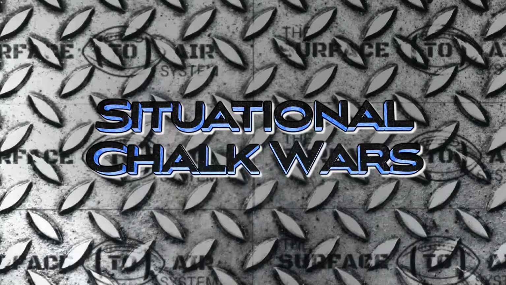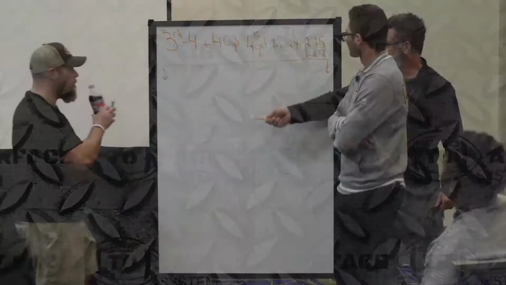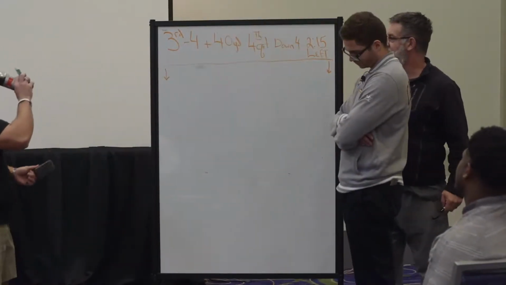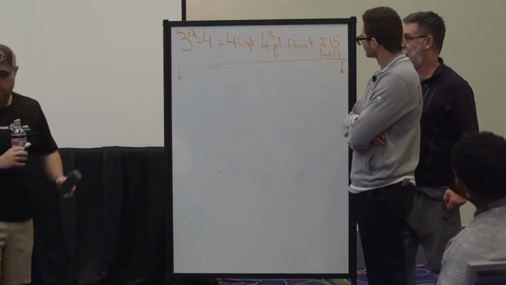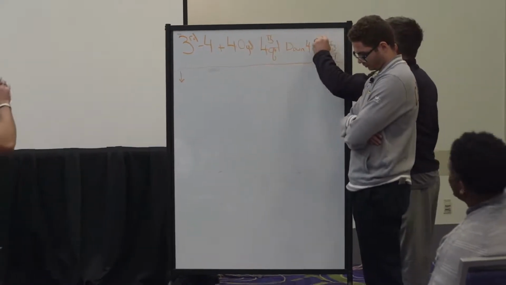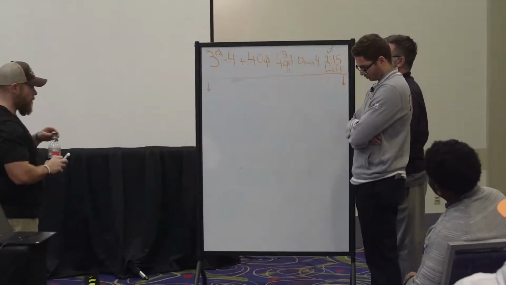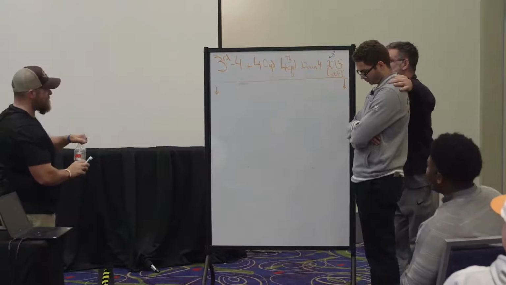We can continue this, but it looks like we have to wrap it up. The situation: it's 3rd and 4 at the positive 40. So we're on Dante's side of the 50. It's the 4th quarter. You're down by 4. You got 2 minutes and 15 seconds. Don't worry about the timeouts. All right? You got the situation? You got to convert. You got to convert, brother.